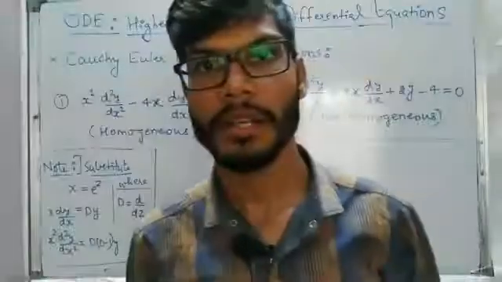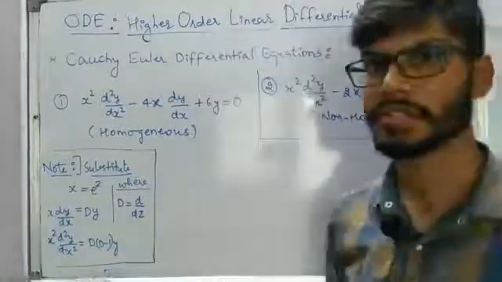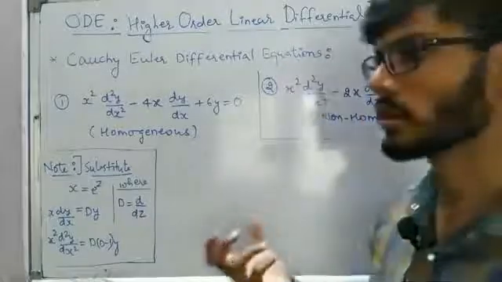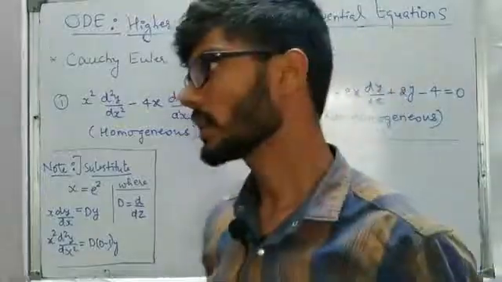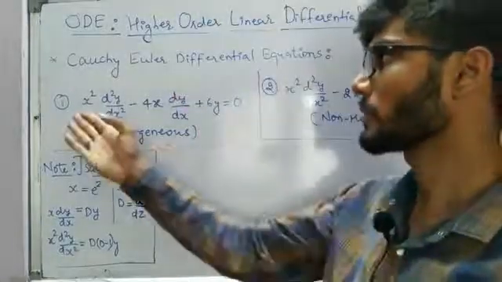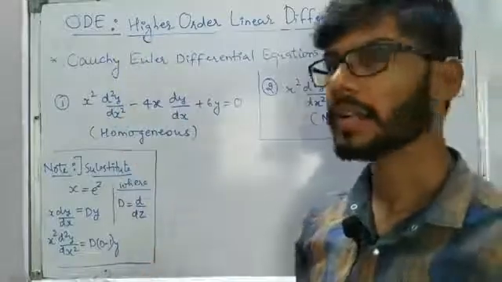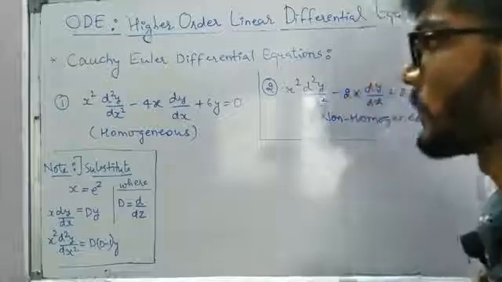Hello everyone, welcome back. In this session we are going to talk about Cauchy Euler differential equations, because in the case of higher order linear differential equations, as of now we were talking about differential equations whose coefficients are constants. We had assumed that the coefficients are k1, k2, k3, and we assume them as constant.